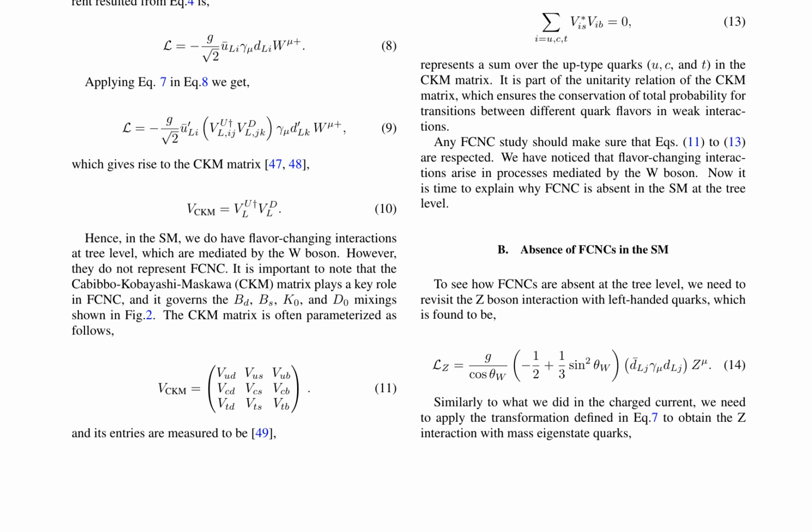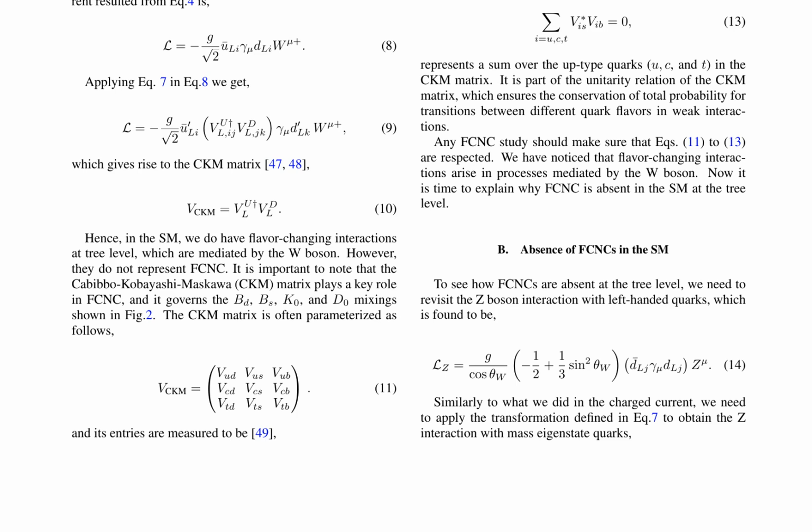Flavor-changing interactions arise in processes mediated by the W boson but are absent in the standard model at the tree level. The authors revisit the Z boson interaction with left-handed quarks, applying the transformation defined in Eq. 7 to obtain the Z interaction with mass eigenstate quarks. This highlights the absence of FCNCs in the standard model and underscores the importance of considering the CKM matrix in any FCNC study.